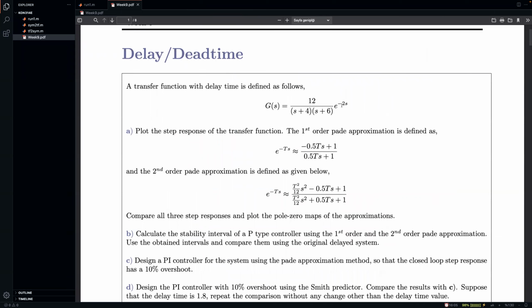So when we have a system with delay, one thing we can do is replace the delay portion with a Padé approximation and start trying to design or analyze the system. So let's actually try to come up with the P-type controller interval for our system with delay.